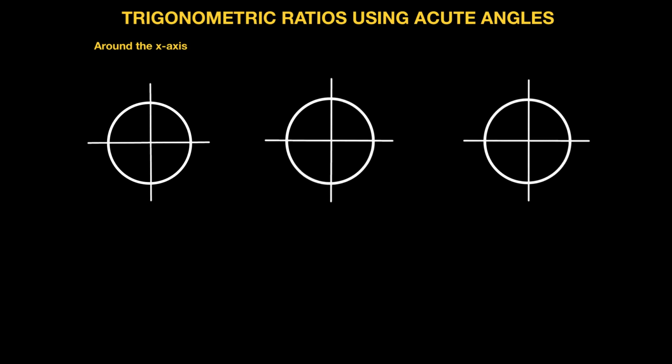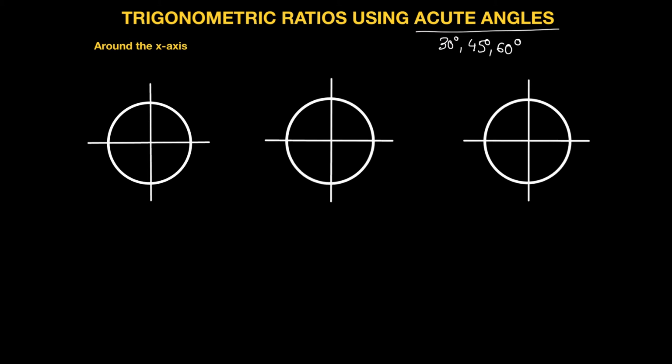Welcome to this bilingual math class about trigonometry. Today we are going to talk about trigonometric ratios using acute angles that normally are 30, 45 and 60 degrees. And this is because we already know their trigonometric ratios.